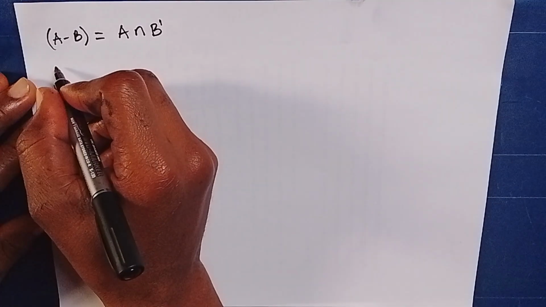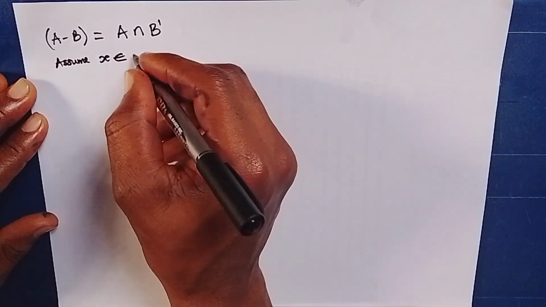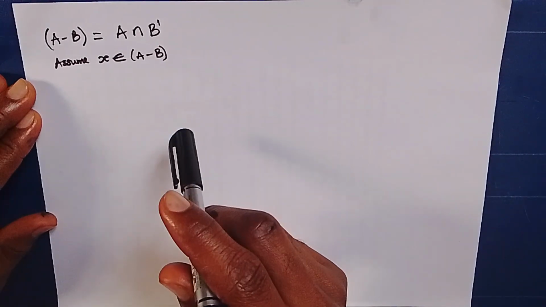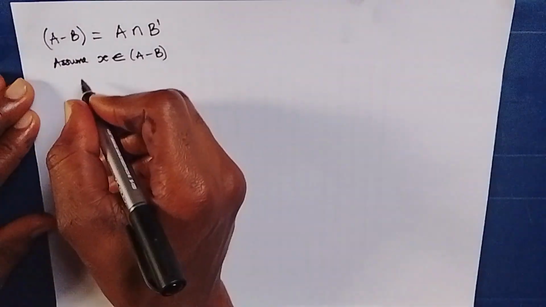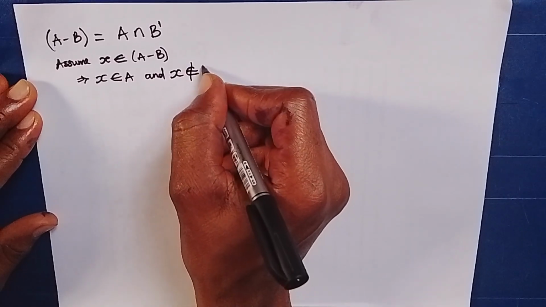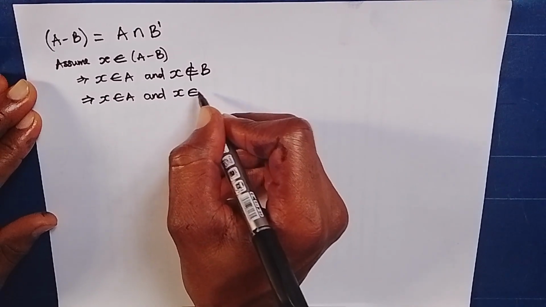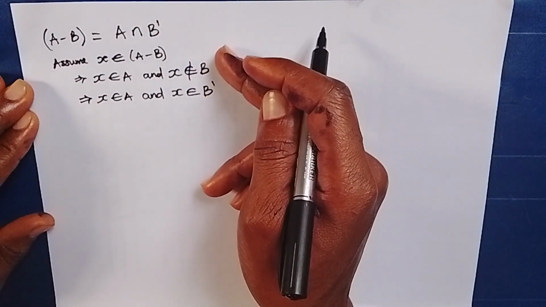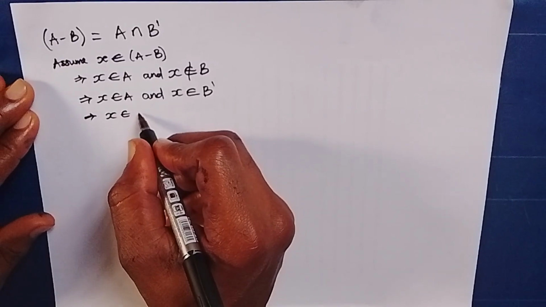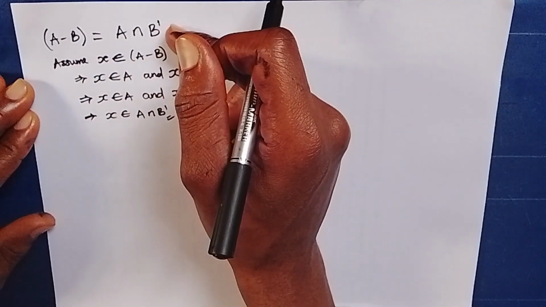Okay, let's go. Starting with the left hand side, let's assume that X is a member of A minus B. Remember what we said about A minus B. It means that X is a member of A and it's not a member of B. So this implies that X is a member of A and X is not a member of B, which also implies that X is a member of A and X is a member of the complement of B. It's not a member of B, that means it's outside, so it's a member of the complement of B. And this also implies that X is a member of A intersection complement of B. So we've arrived at the right hand side.